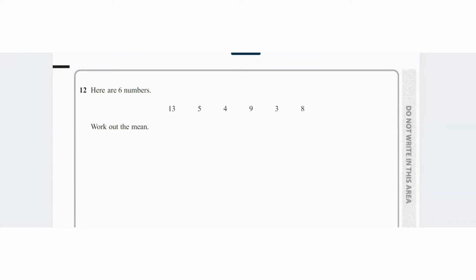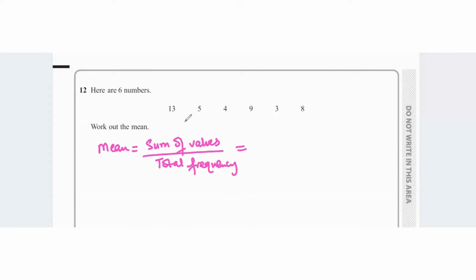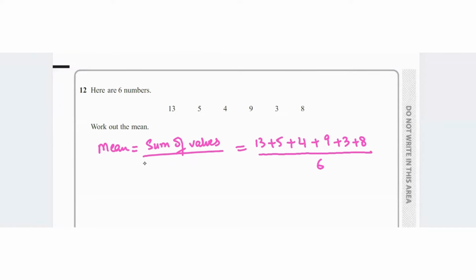Here are 6 numbers, work out the mean. So mean basically is your sum of values divided by the total frequency. For sum of values, we add the given values. 13 plus 5 plus 4 plus 9 plus 3 plus 8. And divided by the number of values, that's 1, 2, 3, 4, 5, 6. Actually, let's write this number of values over here. That's better. Number of values.